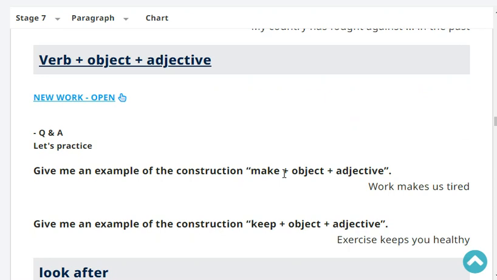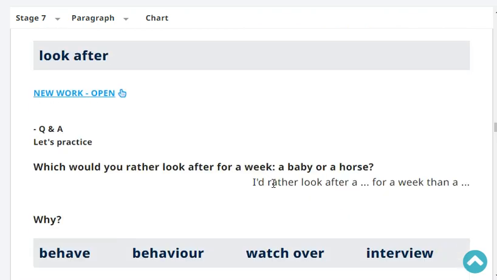Give me an example of the construction make plus object plus adjective. Work makes us tired. Give me an example of the construction keep plus object plus adjective, please. Exercise keeps you healthy. Very good.